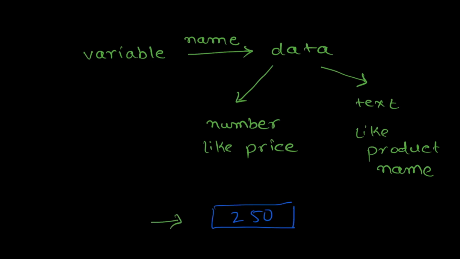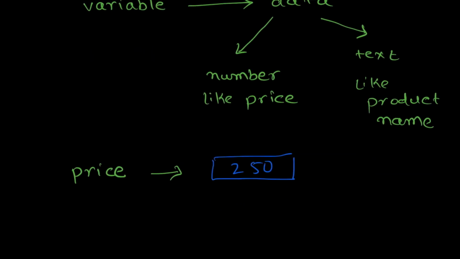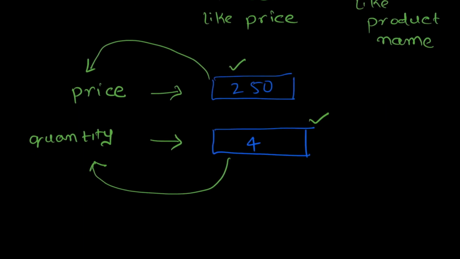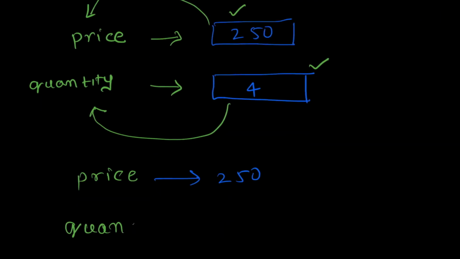Price is equal to 250 and quantity is equal to 4. Here we are saving the value 250 with the name price. We are also saving the value 4 with the name quantity. So whenever we use price, Python understands it as 250. And whenever we use quantity, Python understands it as 4. These kinds of values are common in things like sales data or simple calculations.